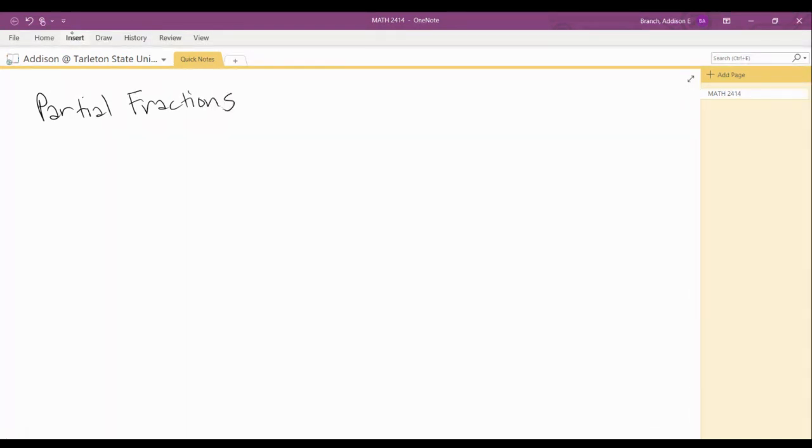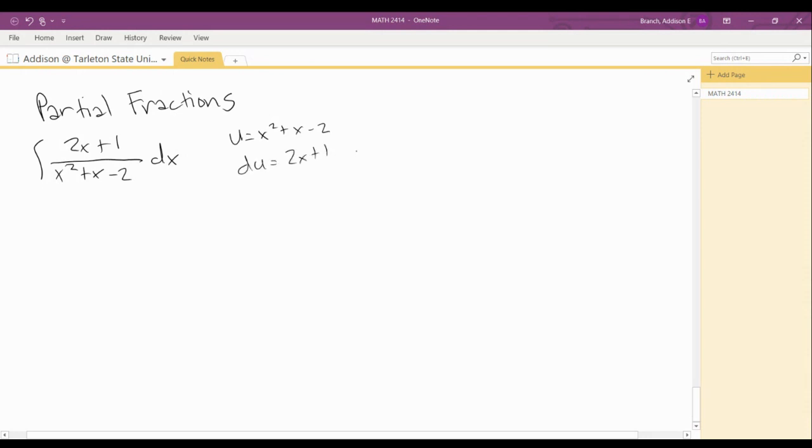So let's say we have a problem such as this. We need to integrate 2x plus 1 over x squared plus x minus 2 dx. Well, this one is actually not that bad. We can do a u sub. We can say that u is x squared plus x minus 2, and our du is 2x plus 1 dx. Well, we have our u, we have our du, and of course we have our dx. So we're good to go.